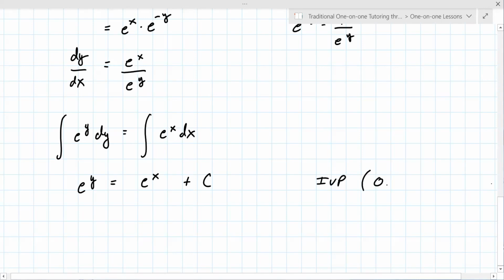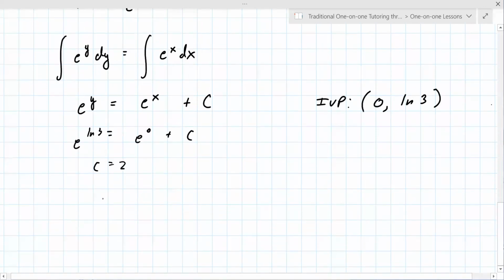So it'd be like 0, natural log of 3. Okay. So it's e to the natural log of 3 equals e to the 0 plus c. So then that becomes 3 equals 1 plus c. C equals 2. And then you plug it back in. Yeah, so you get e to the y equals e to the x plus 2.